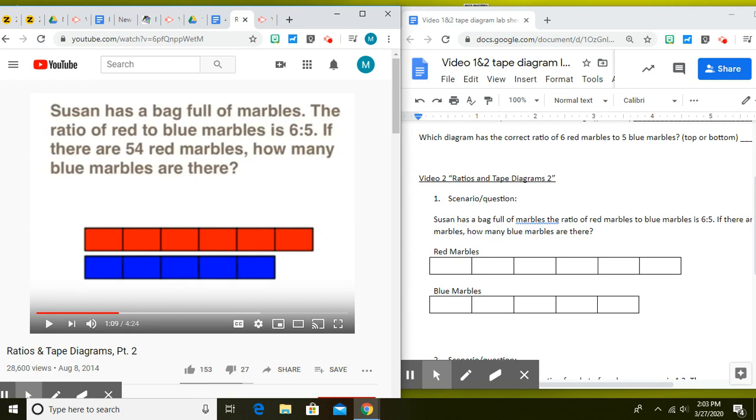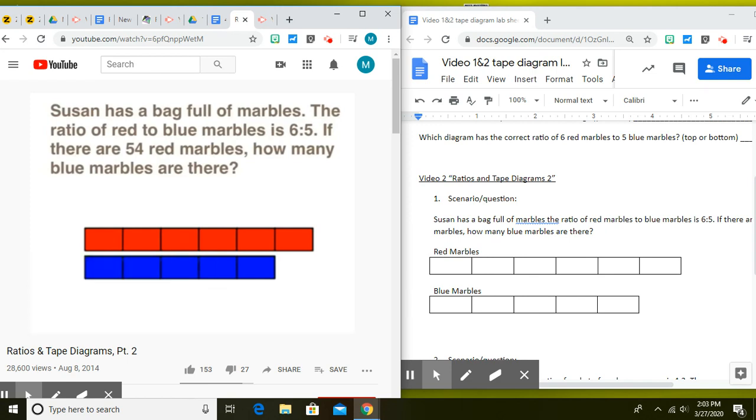Okay, I'm going to continue the video now. I hope you had some time to struggle with that a little bit. Let's see if your answer matches mine. So I want to use this tape diagram to help us solve the problem.